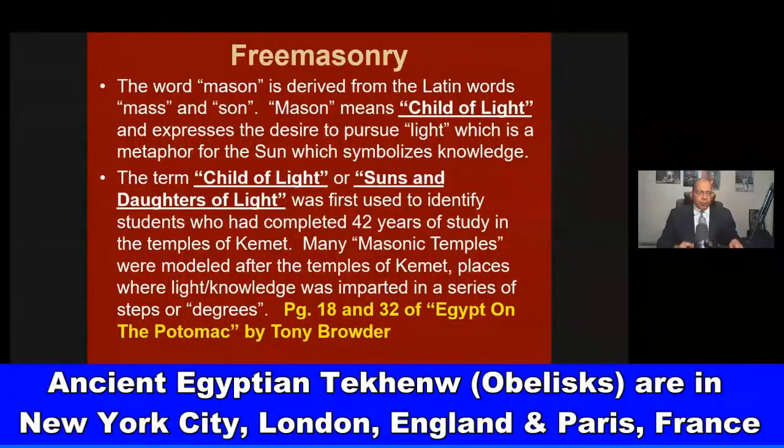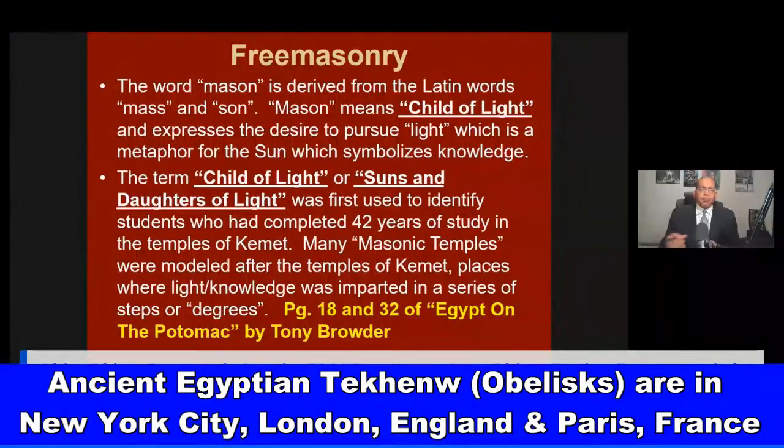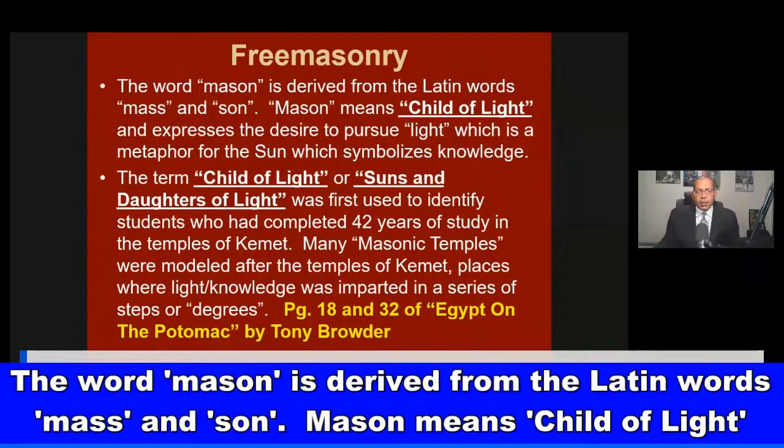Now, the word Mason is derived from the Latin words mass and sun. Mason means child of light and expresses the desire to pursue light, which is a metaphor for the sun, which symbolizes knowledge. Okay, let's continue here. So for eons, light was symbolized with knowledge and darkness was symbolized with ignorance. So when you talk about Europe being in the Dark Ages, it was referred to as a period of ignorance and raging civil wars and famine, things of this nature. All right, let's continue.